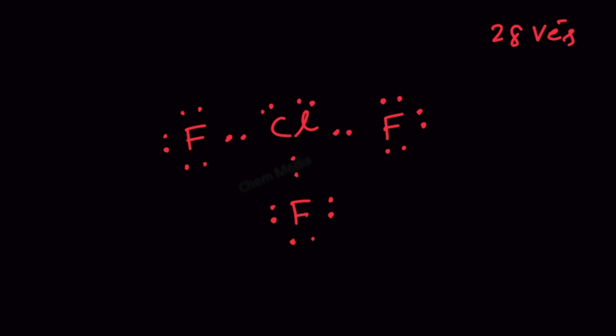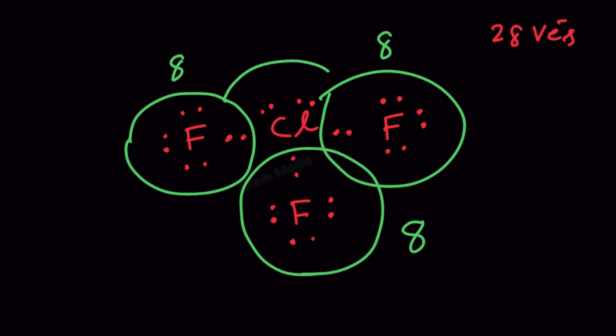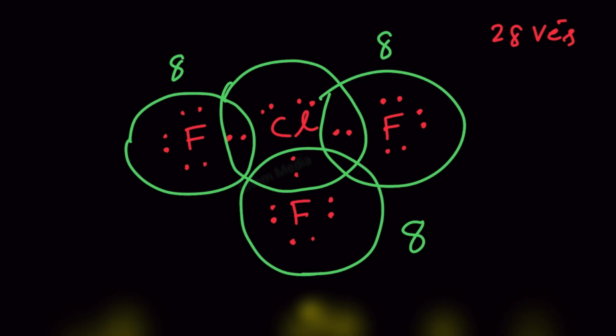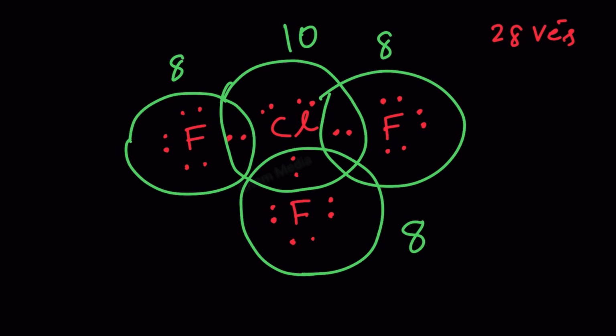Now, if we check for the octet configuration, the fluorine atom obeys the octet, but the chlorine atom does not obey. However, this is okay because the chlorine atom belongs to period 3 and therefore, it can go for extended octet configuration. So, since the chlorine atom has access to d orbitals, having 10 electrons around chlorine is completely okay.